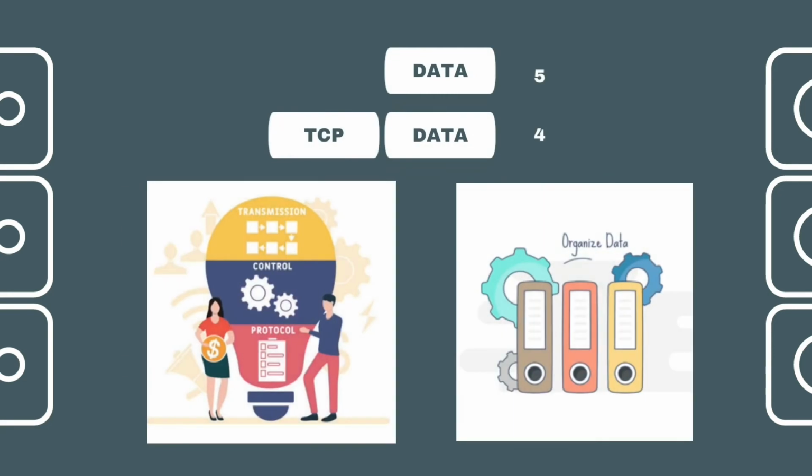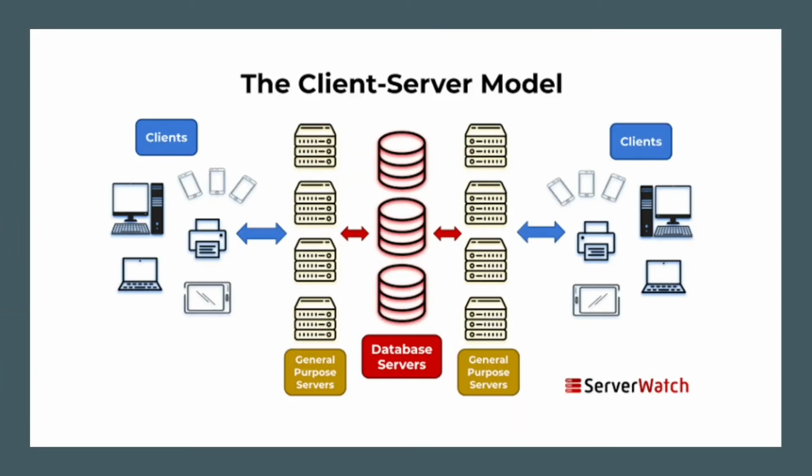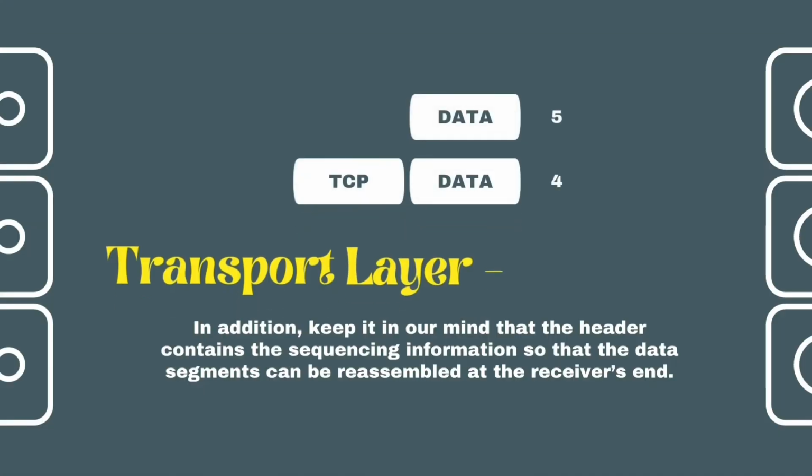After this, it will be sent down to the transport layer. The transport layer is going to add a header using a protocol, and one of the protocols used in this layer is the Transmission Control Protocol, or TCP. It is used for organizing data in a way that ensures secure transmission between the server and the client. However, this time we are not using terminology like protocol data unit or the L7 header and L6 header because it's associated with the OSI model. Here at the fourth layer, the header that is applied and the data behind it is referred to as the segment. In addition, keep in mind that the header contains the sequencing information so that the data segments can be reassembled at the receiver's end.